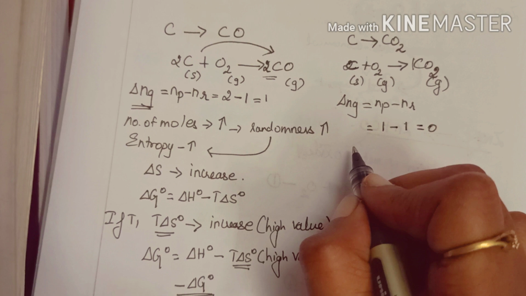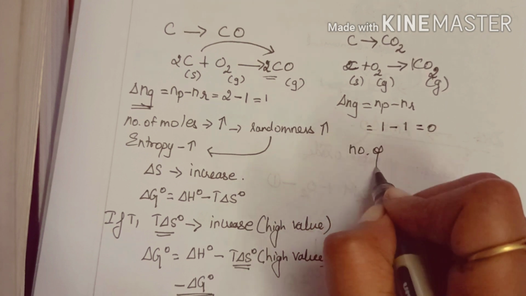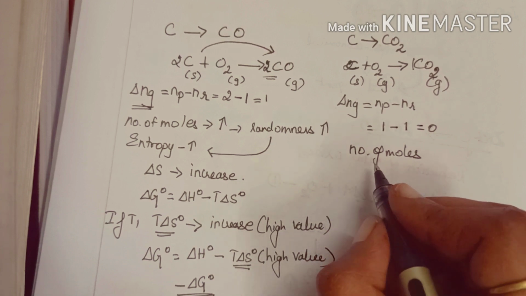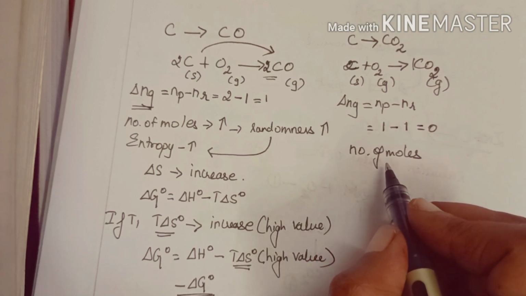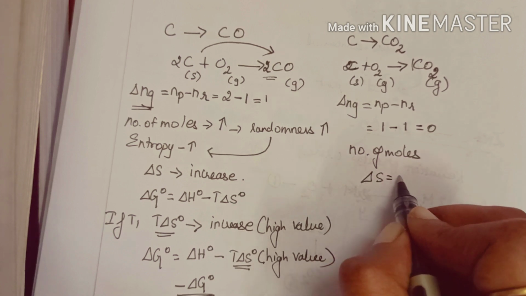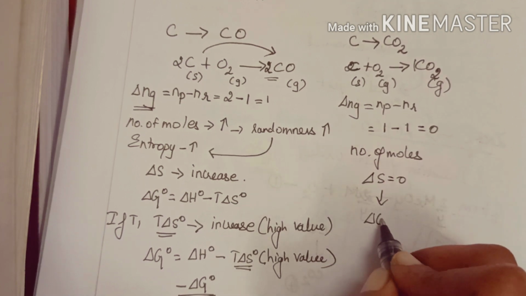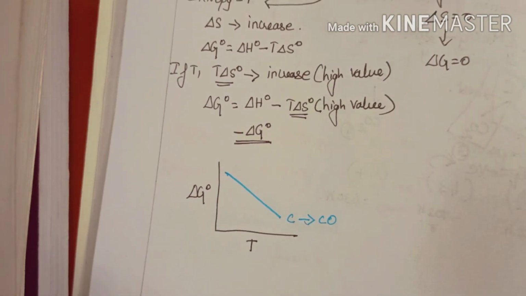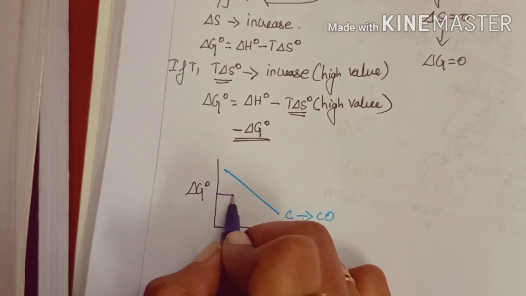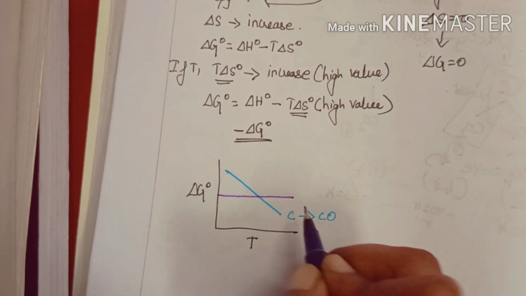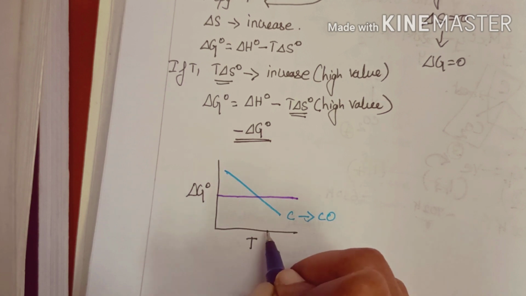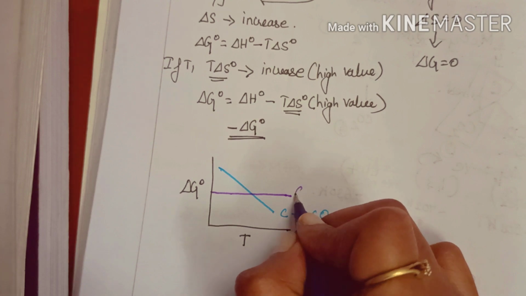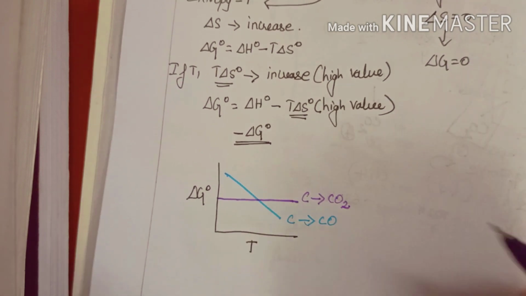So if the change in number of moles is 0, then automatically there won't be any change in entropy. So delta S will be equal to 0. If delta S is 0, then delta G will also be equal to 0. If delta G is 0, then there will be a line parallel to the temperature axis. So this is delta G equal to 0. Therefore this is the plot for C to CO2.